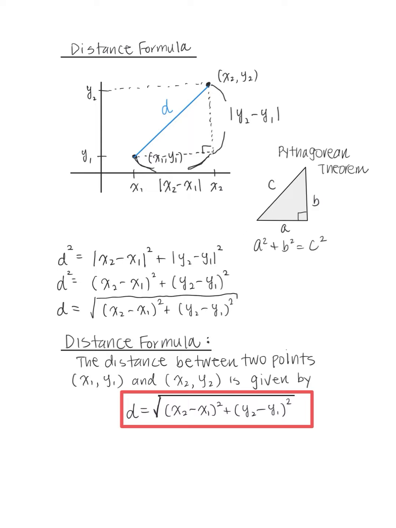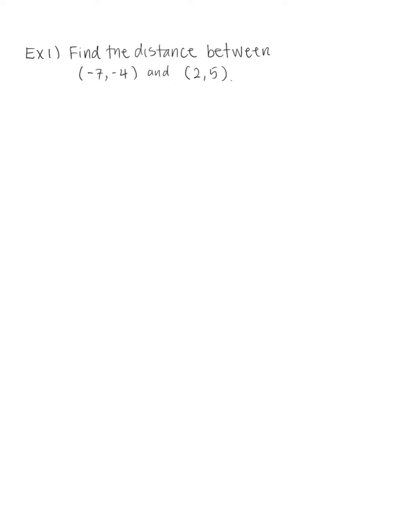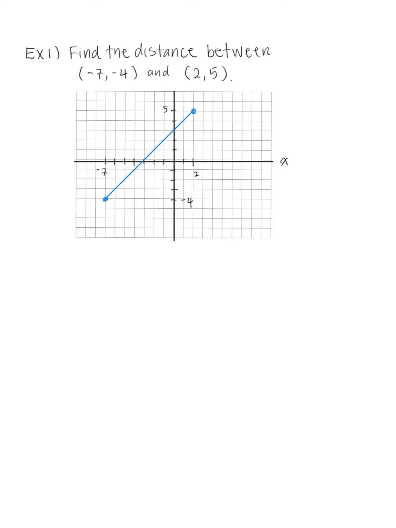All right, now let's do some examples. Let's take a look at example 1. Find the distance between -7, -4 and 2, 5. You do not have to draw the graph, but those of you who are more of a visual learner like me, a picture always helps me. So that's the reason why I drew it, but you don't have to. Okay, so let's go. First of all, what we're looking for is the distance of this line here. So we're going to bust out the distance formula.